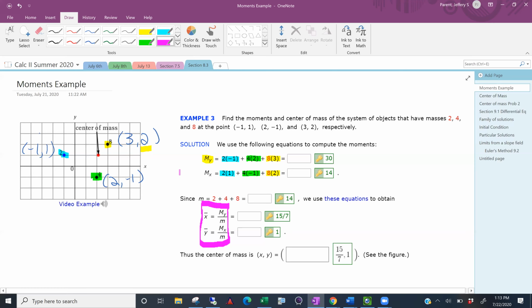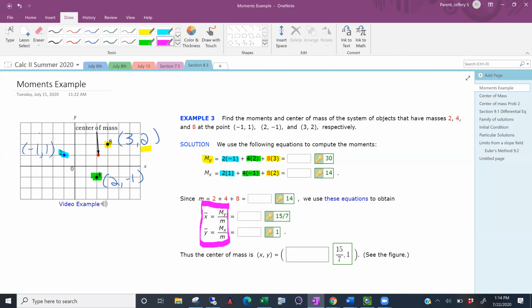There's something strange that always bothered me, and I understand why it's there, but it doesn't make me feel a lot better. And that is, to find the center of mass in the x direction, you're going to take m sub y and divide it by m, the total mass of your object. In our case, the total mass was 14. That's right up above here. But conversely, to find the y coordinate of the center of mass, you take m sub x and divide it by m. So you've got to play a little switcheroo game here at the end. But there it is.